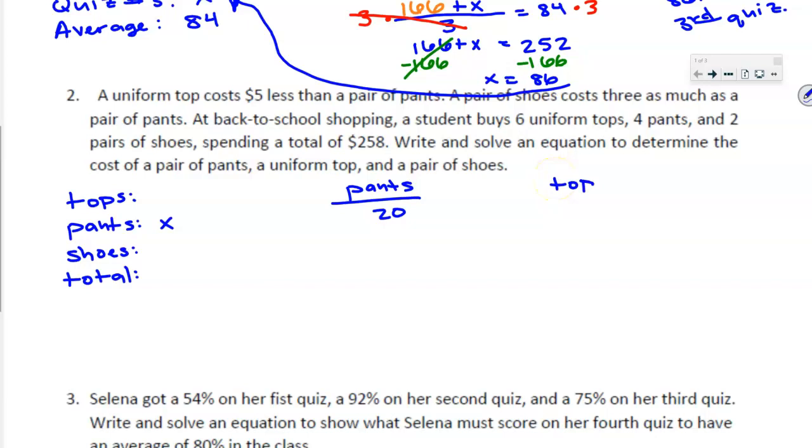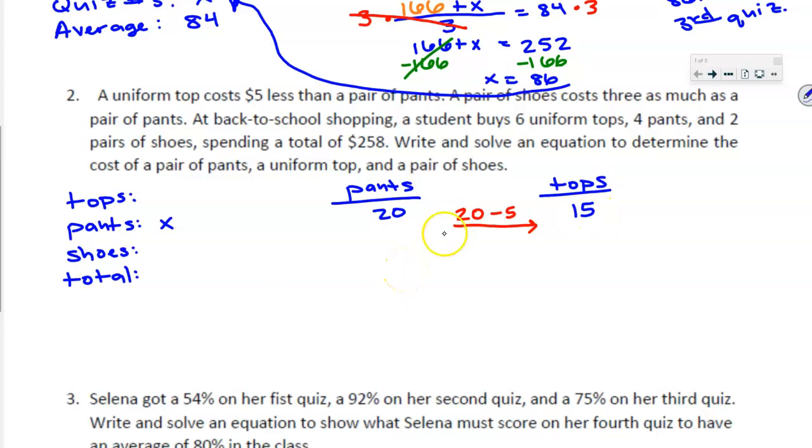If a pair of pants costs $20 and tops are $5 less than those pairs of pants, how much will that top cost? It's pretty easy to see that it would cost $15. But how did you do that? What did you do in your head to get to 15? You said, well, $5 less than 20 is 15. But really what you're saying is 20 minus 5 is 15.